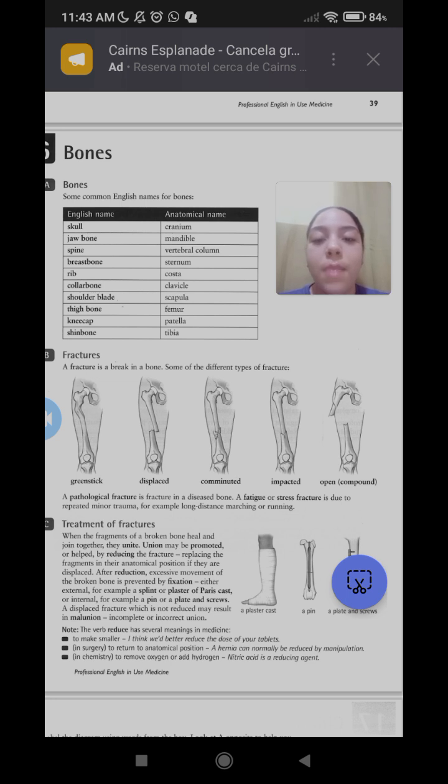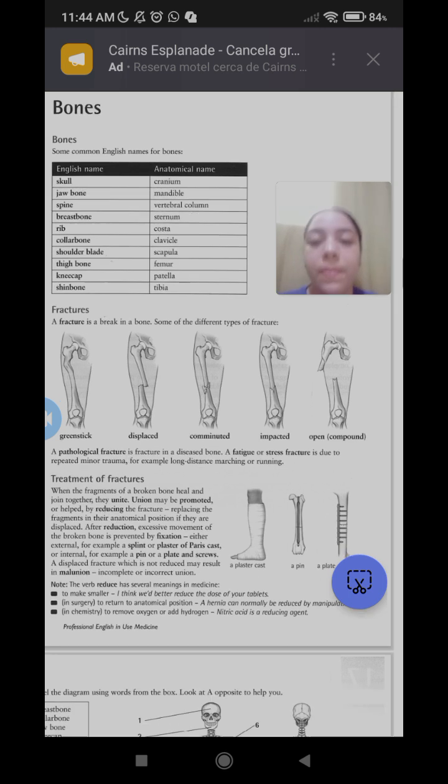Jaw bone, mandible. Spine, vertebral column. Breast bone, sternum. Rib, costa. Collar bone, clavicle. Shoulder blades, scapula. Thigh bone, femur, and kneecap, patella. Shin bone, tibia.